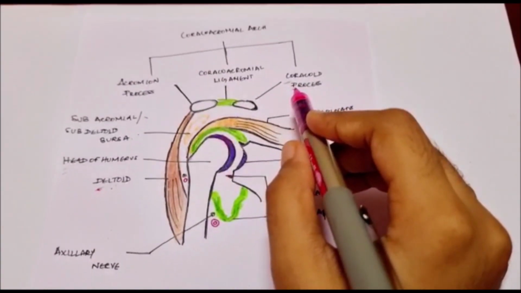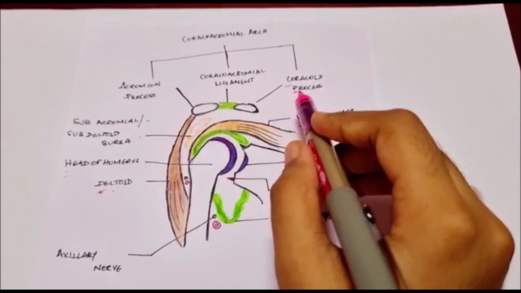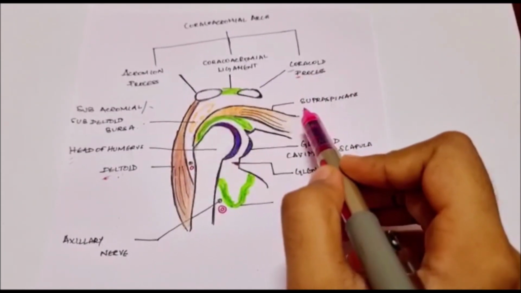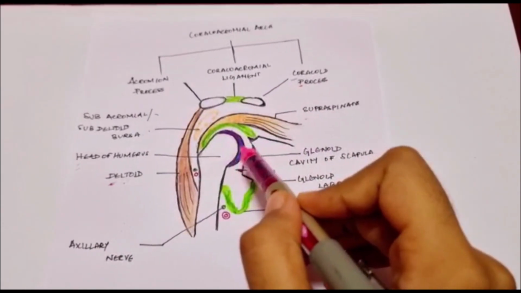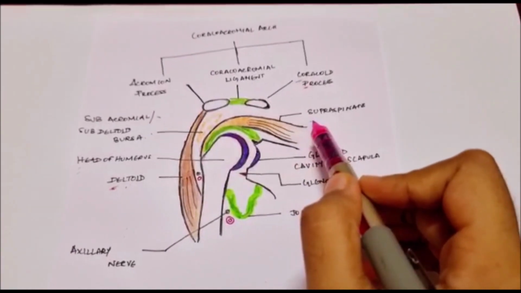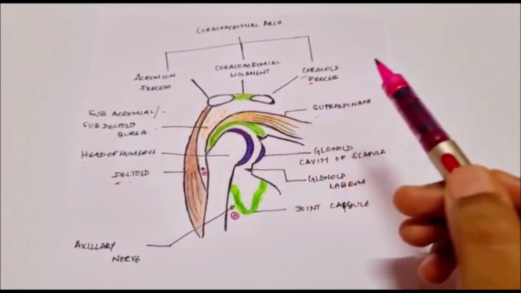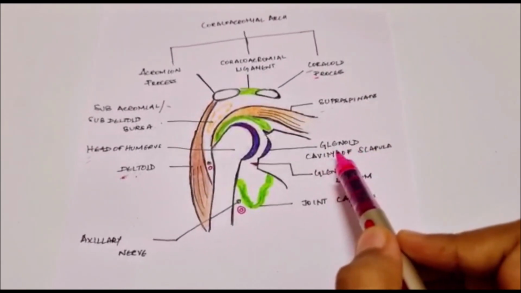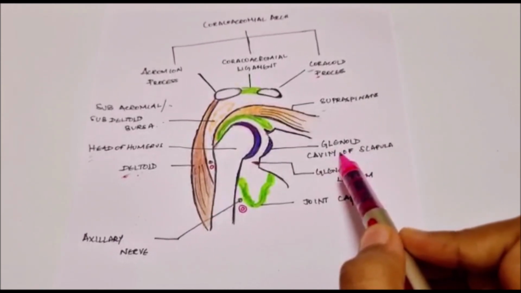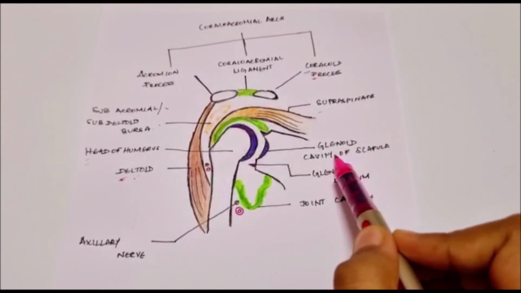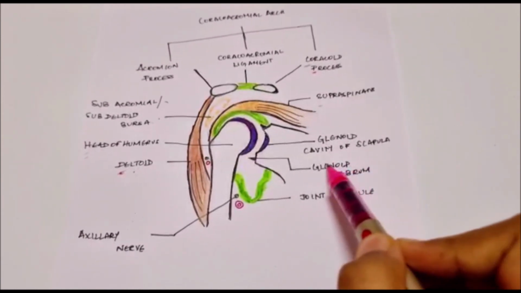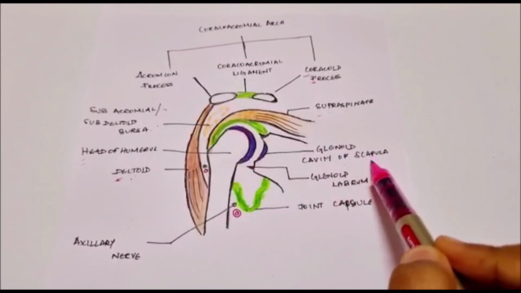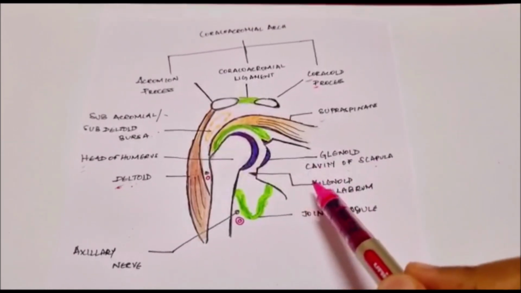The coracohumeral ligament is a thick band and extends from the root of the coracoid process to the neck of the humerus. The supraspinatus is superiorly related to the glenohumeral joint and is one among the rotator cuff muscles that strengthen the ligaments of the glenohumeral joint. The next one is the glenoid cavity of the scapula. The glenohumeral ligament extends superiorly from the superomedial margin of the glenoid cavity. And then the glenoid labrum. The glenoid labrum is attached to the periphery of the glenoid cavity of the scapula and is structurally fibrocartilage.